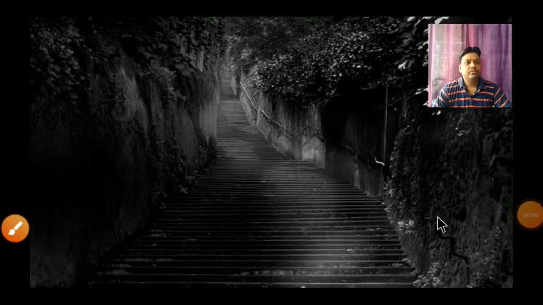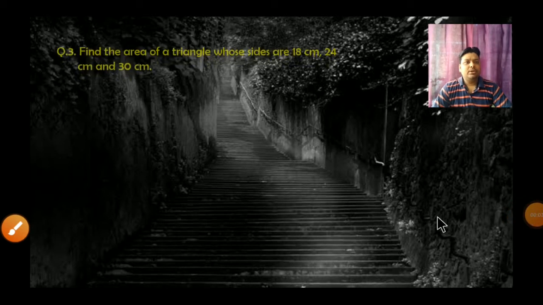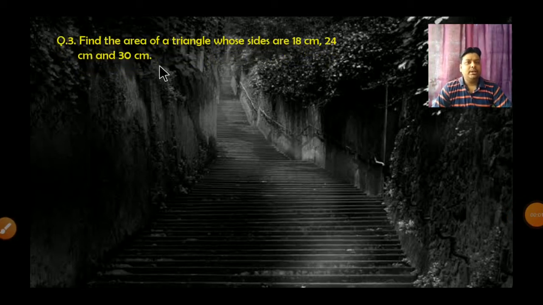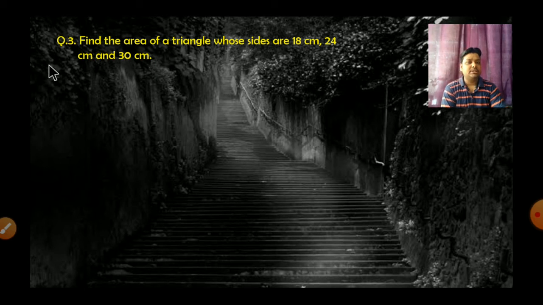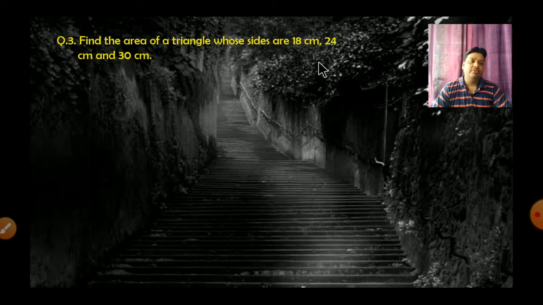Now here you can see the question is find the area of triangle whose sides are 18 centimeter, 24 centimeter and 30 centimeter. Now here you can see, students, that 3 sides are given. So if only three sides are given, no perpendicular, no height, no hypotenuse, it means we can't apply the area of right angle triangle formula, and we also can't apply the Pythagoras theorem.